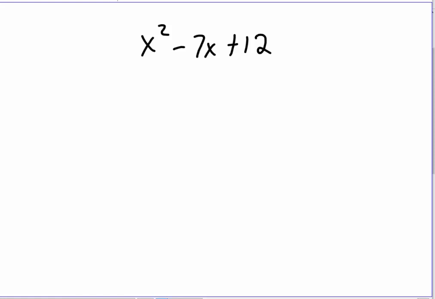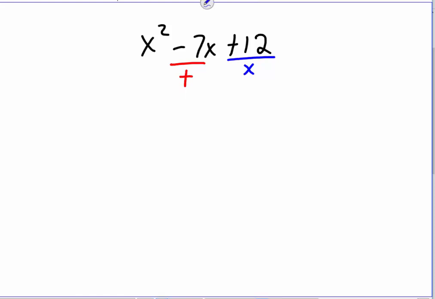I'm going to do this slightly different than the way that the book does it. If you understand the way the book does it, you're going to say, "Oh, they're very, very similar," because they are. Pretty much the only difference is organization. So in this case, I need two numbers that multiply to a positive 12 and add to a negative 7.